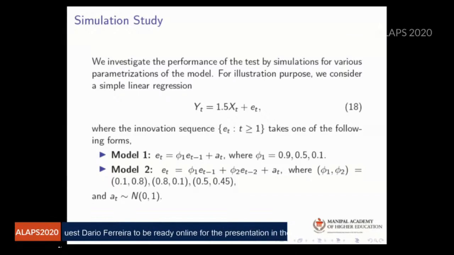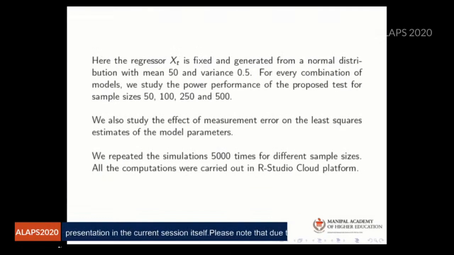Now, if you see, the AR coefficients are taken such that the AR process is stationary in both model 1 as well as model 2. So here the regressor xt is fixed and generated from a normal distribution with mean 550 and variance 0.5. For every combination of models, we study the power performance of the proposed test for sample sizes 50, 100, 250 and 500. We repeated the simulations 5,000 times for different sample sizes. All the computations were carried out in the RStudio Cloud platform.